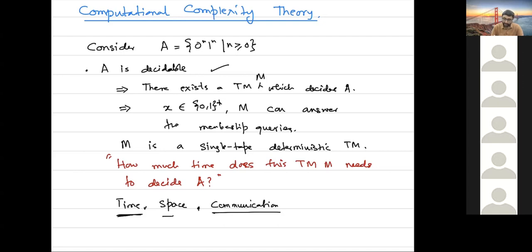I have included some topics for space complexity. If we have time, we will definitely cover them. We will not go into much detail because it is difficult right now. And we may just touch upon communication complexity if we have time and if there is some interest. All these three are important, but time is one of the most important things, and we will consider it most. We will spend most of our time on time.